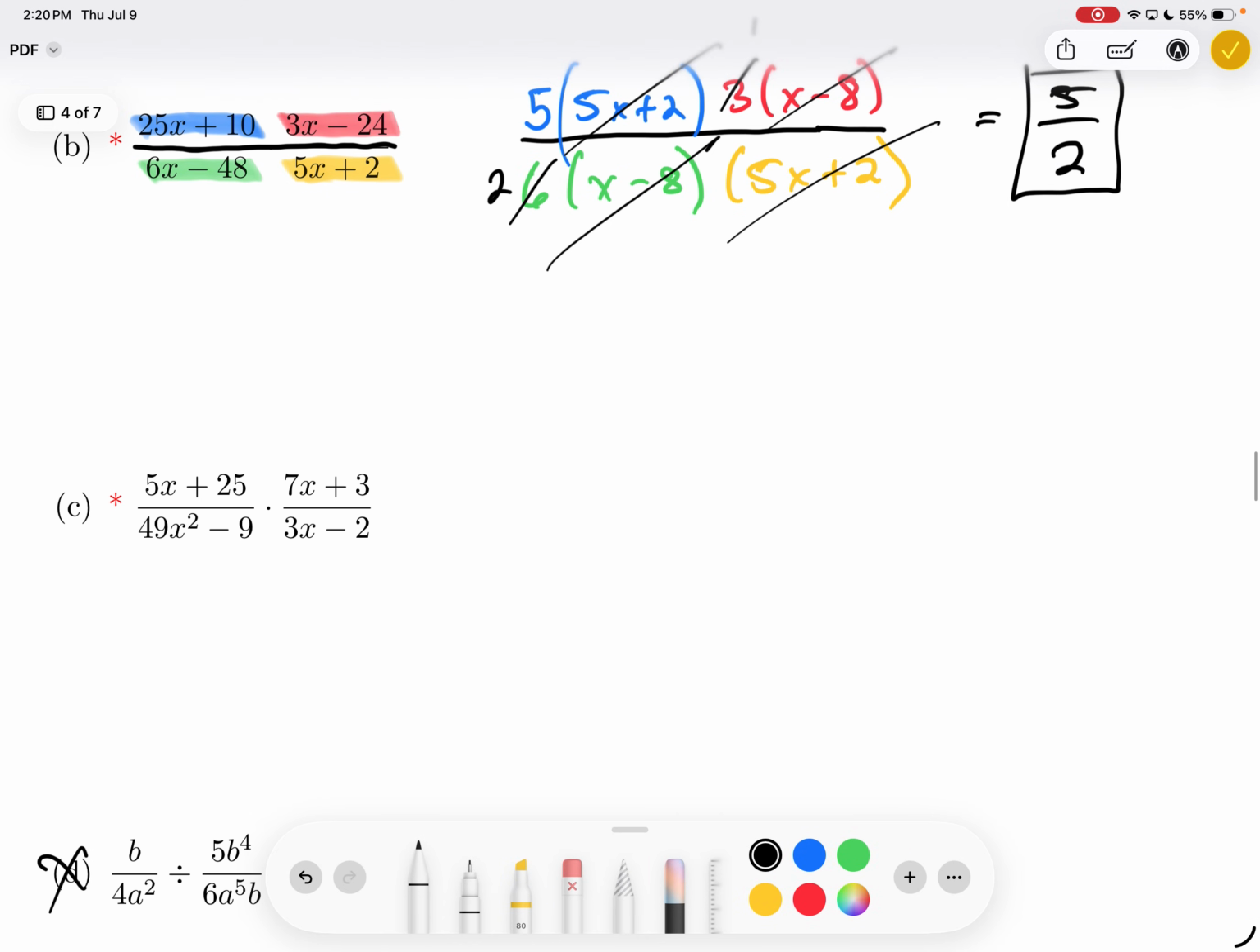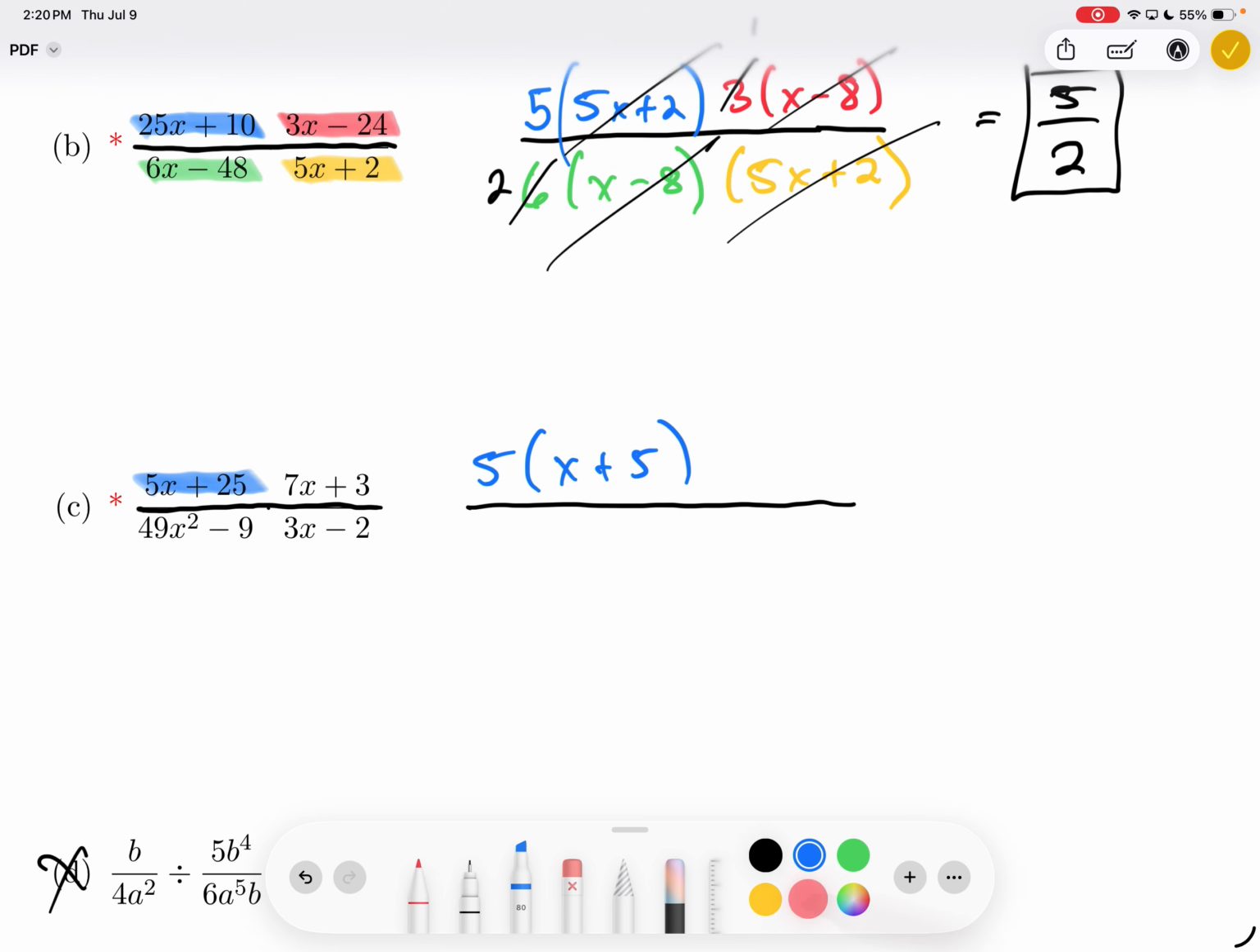All right, next one, same idea. Upper left. I could factor out a 5 again. So that's x plus 5. Upper right is red. Can't do anything with that, can I? 7x and 3, 7 and 3. So I just rewrite it.